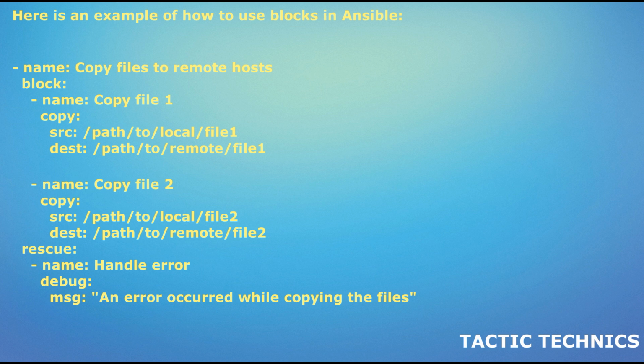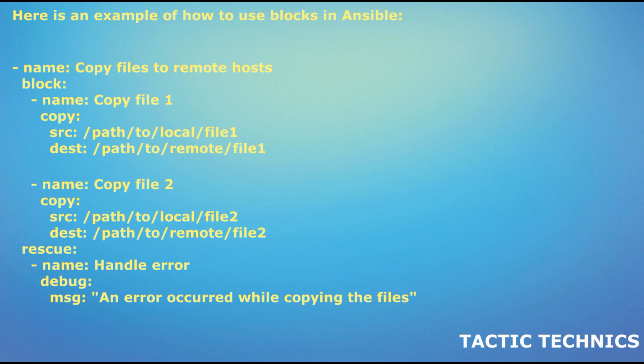rm -rf /path/to/local/file. In this example, the always section is used to define a task to clean up the local files, regardless of whether the tasks in the block section succeed or fail. Blocks are a powerful feature of Ansible that can make it easier to manage complex playbooks and handle errors that may occur during the execution of tasks.